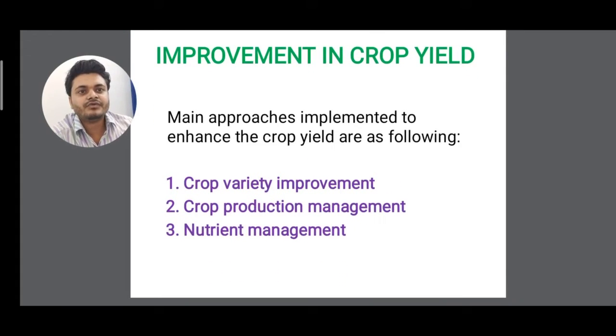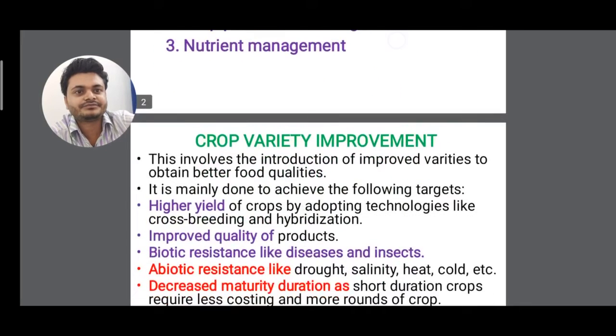Now, under improvement in crop yield, first, how will we improve? We will improve in three stages. Clear? The main approaches implemented to enhance the crop yield are as follows. Number one is crop variety improvement, where we improve the variety of the plant. Second, crop production management, that means the crop that is being produced has to be managed properly. And third, nutrient management, where we supply macro and micronutrients. We'll see that in detail in the next slide.